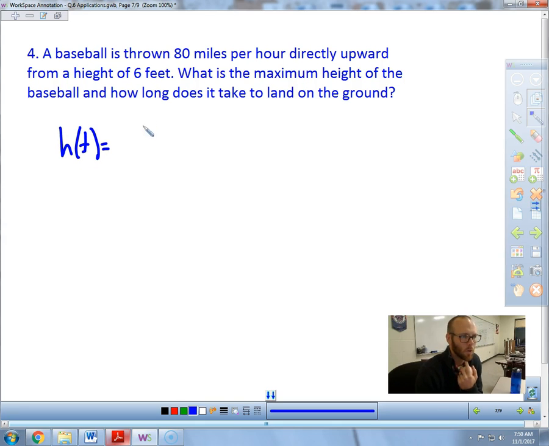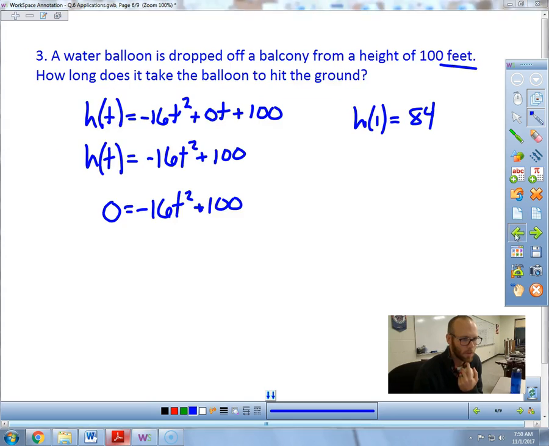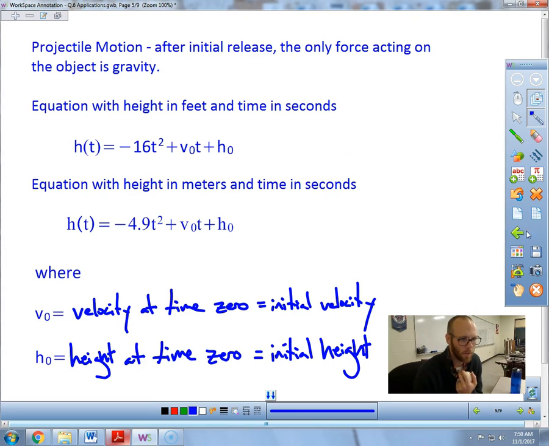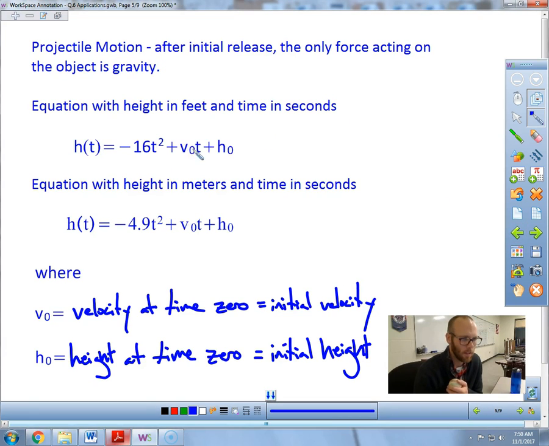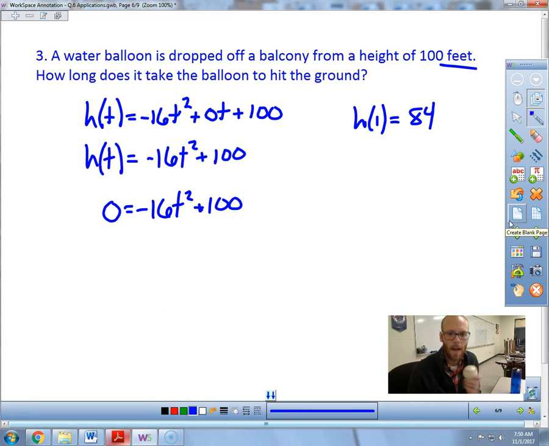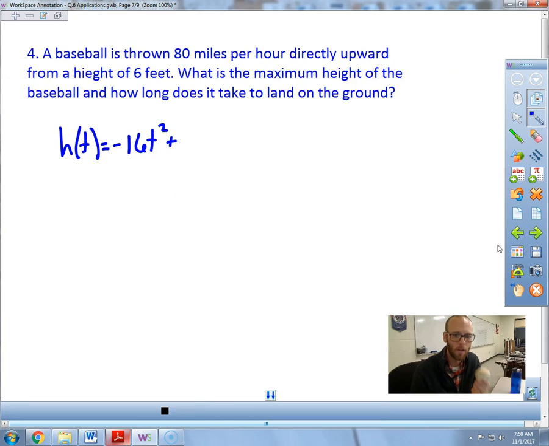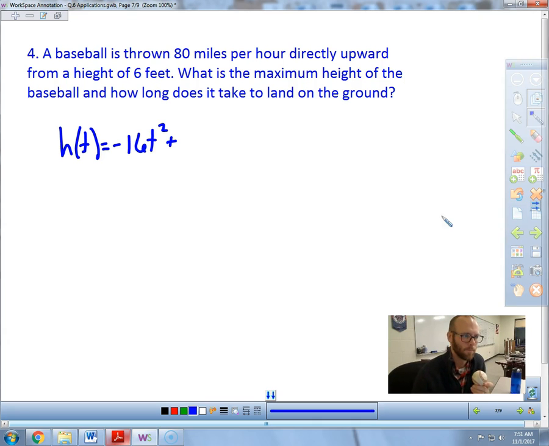Which one am I working with here? What are my units? Because remember, we have a feet equation and we have a meters equation. The units that I have are 6 feet. So I know I'm going to use my negative 16 equation, negative 16t squared plus the initial velocity times time. Now I have initial velocity because I'm throwing this thing. I'm not just dropping it. It has, in this case, an upward velocity. What is that initial upward velocity? 80 miles per hour.